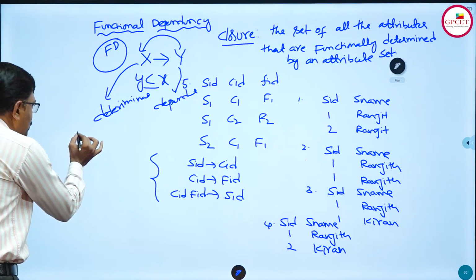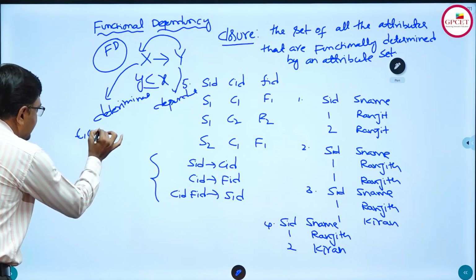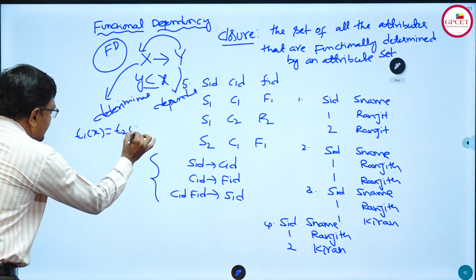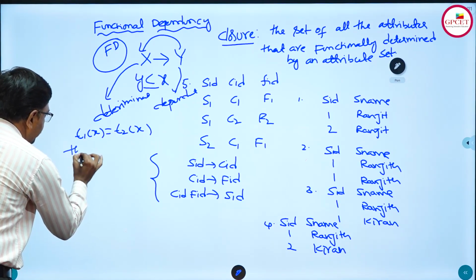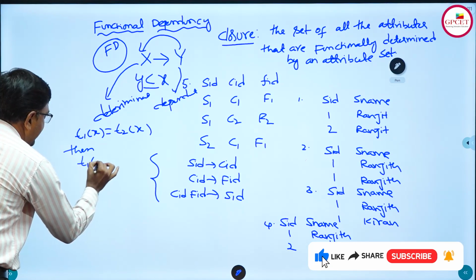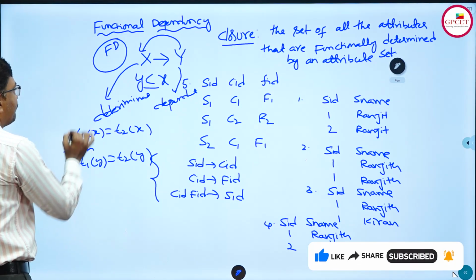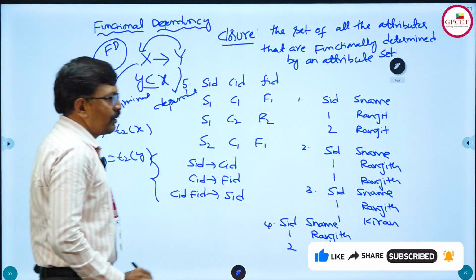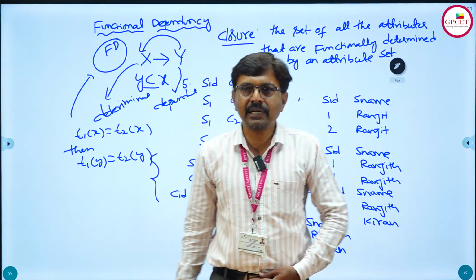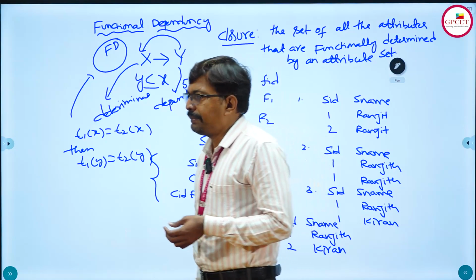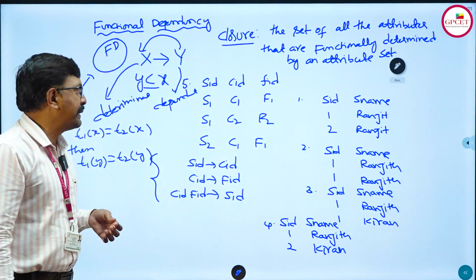What is the property of functional dependency? If T1 of X equals T2 of X, then T1 of Y equals T2 of Y. That is the property of functional dependency. Before going to the first normal form and second normal form, first we need to know what functional dependency is and what its properties are.